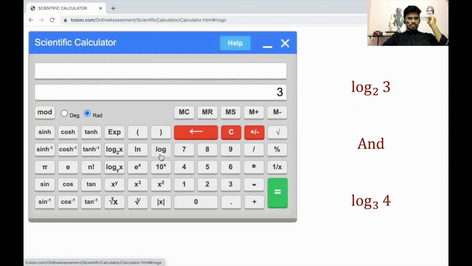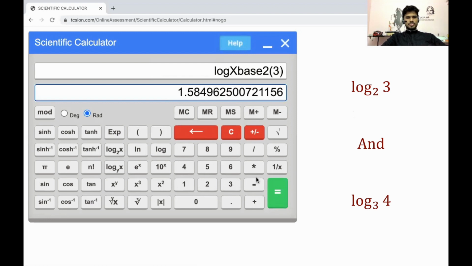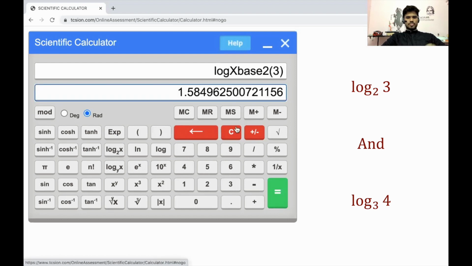Okay, fine. Next thing is, let's do log of 3. So we take log of 3, we get this. Okay, nothing magical about it. Let's do log 3 in base 2. So we have noticed there is a log x to the base 2 here, so that we can easily do. Okay, so this is log of 3 in base 2. Suppose we got the same answer, right? Log of 3 in base 2, 1.58.